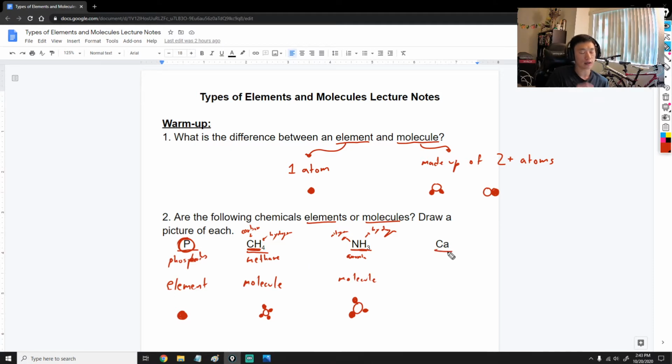And then right here we have 2 different letters, Ca. Now the C is capital, but the a is not capital. That means this is one element. If you look at your periodic table, you'll see that this is the element calcium. So this is one atom, and if we drew a picture of it, it would just be one dot. Alright, so that's how we draw the pictures for elements and molecules.